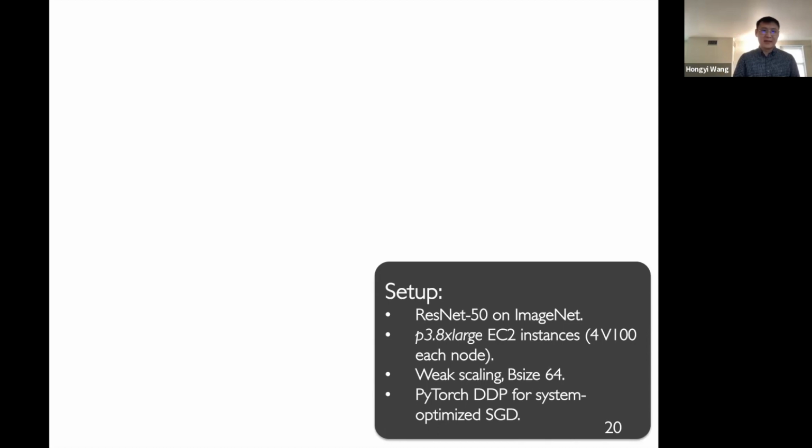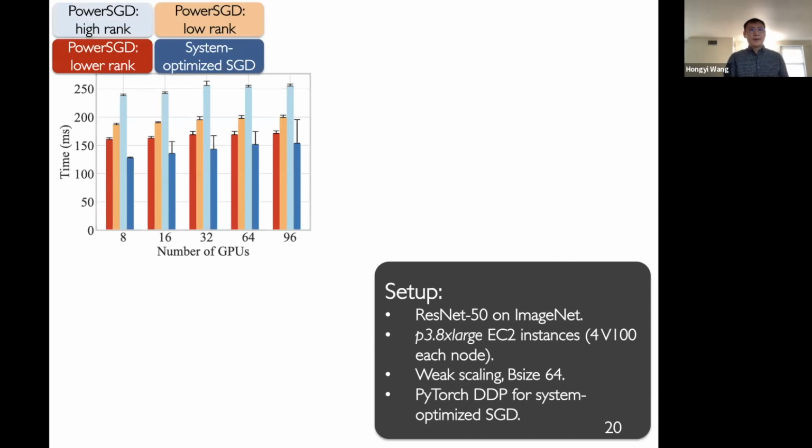We're just renting the machines from the public cloud, basically AWS EC2, and we're using four V100 instances. We're doing weak scaling, so basically the per-node batch size is fixed. We're just putting things into the PyTorch DDP implementation. So here's some results.